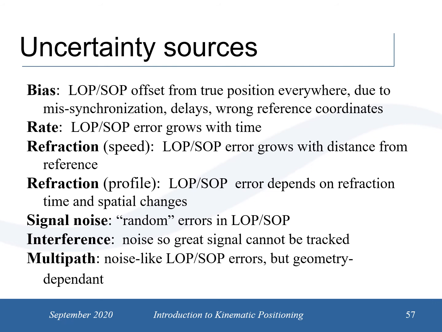Signal noise reflects random errors in the line of position and sphere of position. Interference is when the noise is so great that the signal cannot be tracked, it cannot be observed. And multipath is a geometry-dependent, noise-like error that affects line of position and sphere of position.